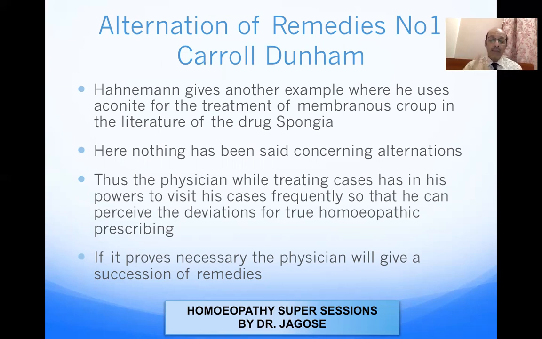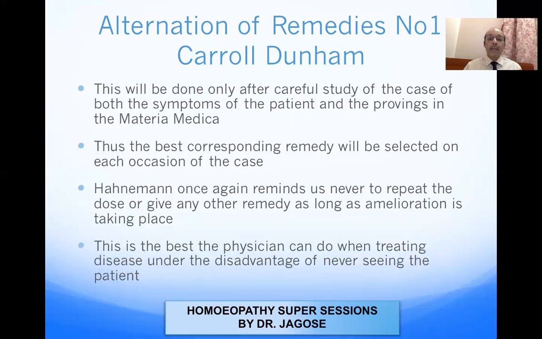So therefore, Hahnemann always tells you that the physician will give a succession of remedies and not an alternation of remedies. This will be done only after careful study of the case, both the symptoms of the patient and the provings of the materia medica. So when you want to do a succession of remedies, you have to carefully study not only the case in its symptomatology, but also the indicated remedy through the provings in the materia medica. Thus, the best corresponding remedy will be selected on each occasion of the case.